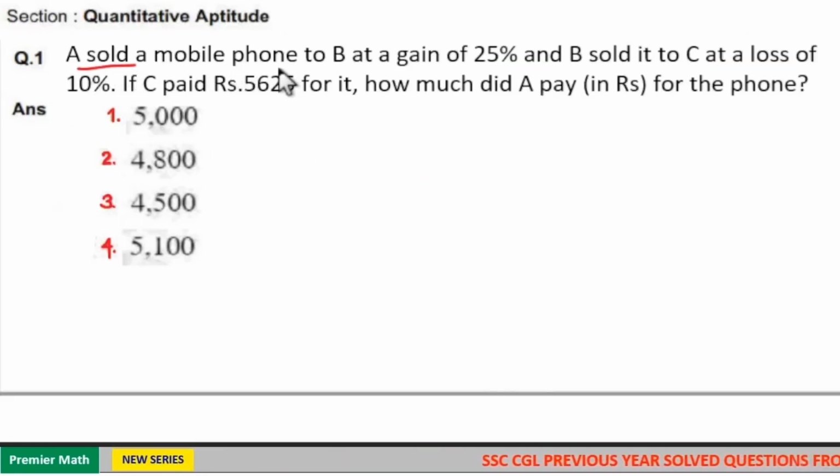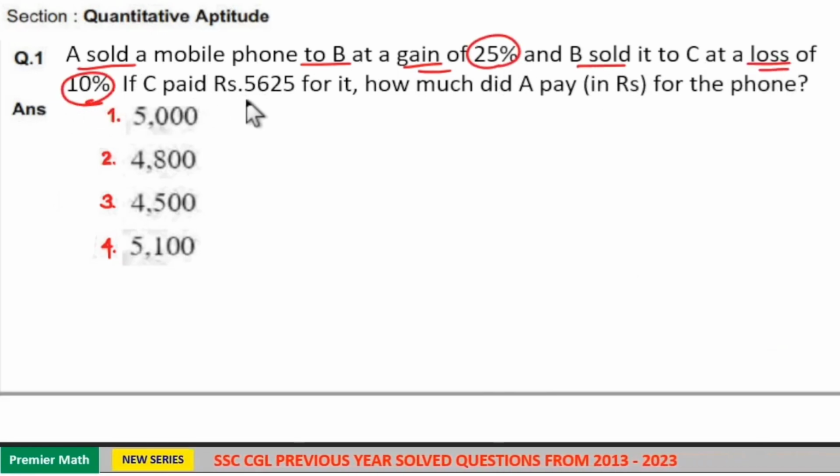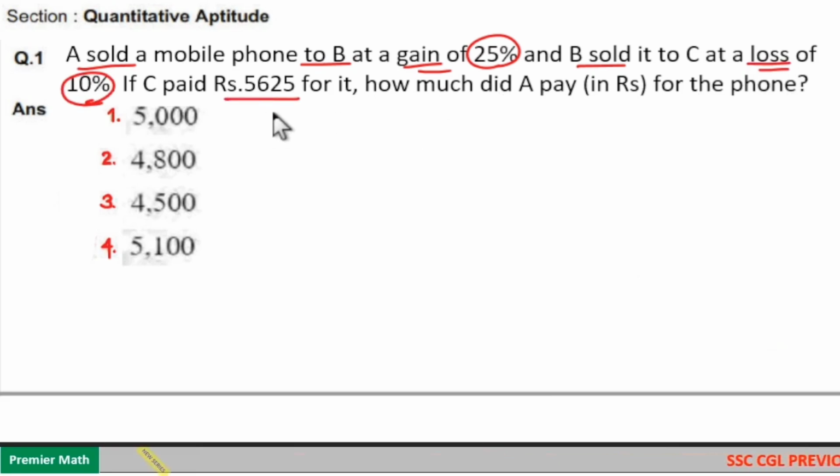A sold a mobile phone to B at a gain of 25% and B sold it to C at a loss of 10%. If C paid rupees 5,625, how much did A pay for the phone?